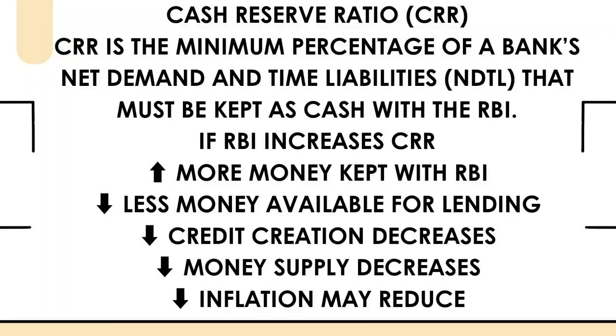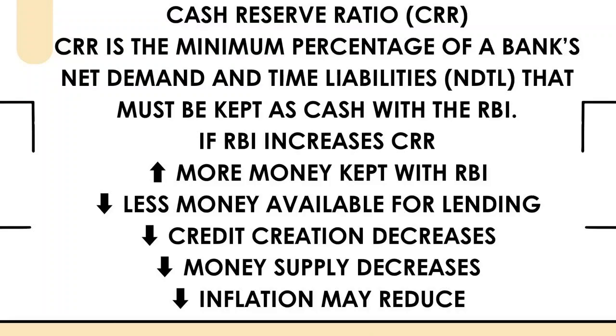Whenever a bank receives a deposit from a customer, it cannot lend all the money. A certain percentage must be kept as cash with the Reserve Bank of India. This percentage is called the cash reserve ratio or CRR. Let's understand with a simple example. Suppose a bank receives a deposit of 100 crores. If the CRR is 4%, the bank must keep 4 crore as cash with the RBI. The remaining 96 crore can be used for lending and other banking operations.